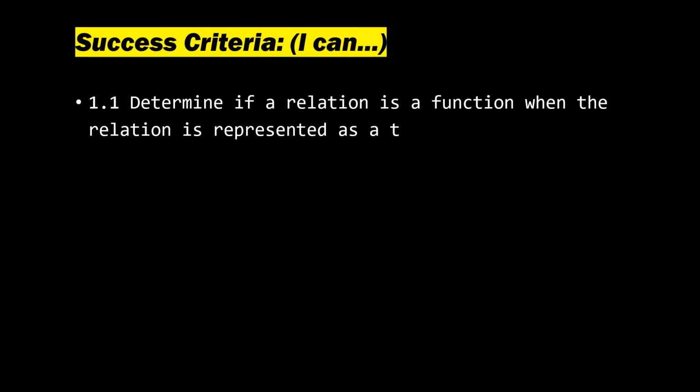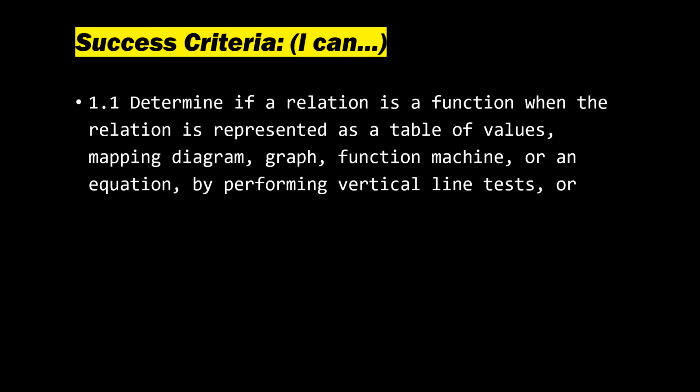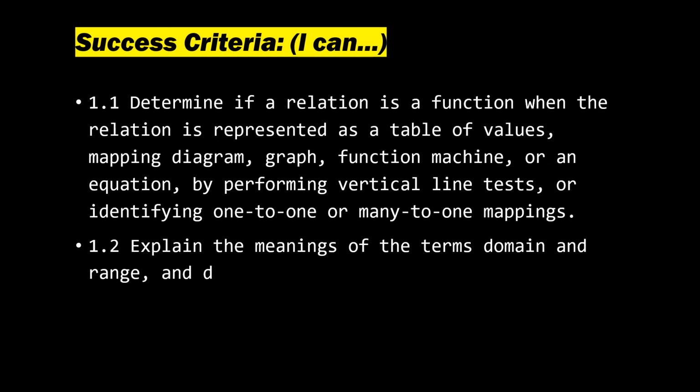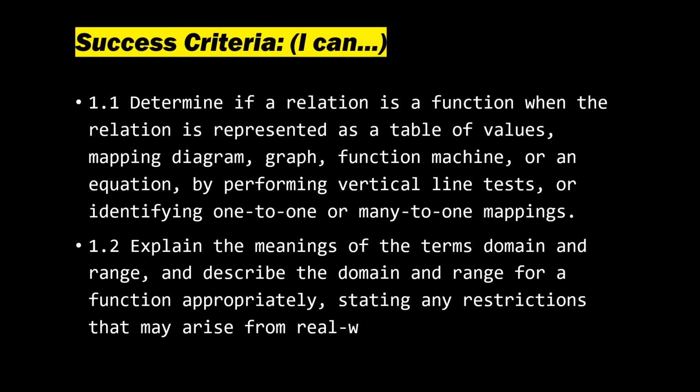Success criteria. By the end of these next three lessons, because this is a three-part series, we should be able to determine if a relation is a function when the relation is represented as a table of values, mapping diagram, graph, function machine, or an equation by performing vertical line tests or identifying one-to-one or many-to-one mappings. And our second one is to explain the meanings of the terms domain and range and describe the domain and range for a function appropriately, stating any restrictions that may arise from real-world applications.